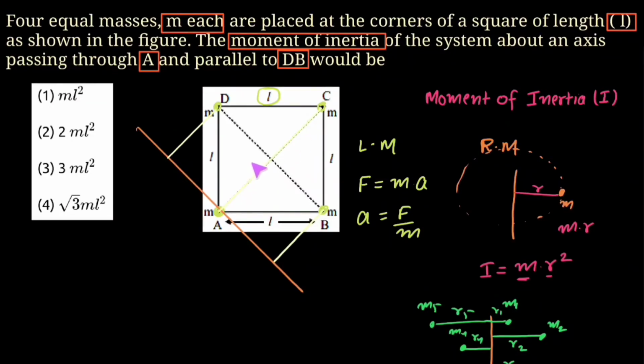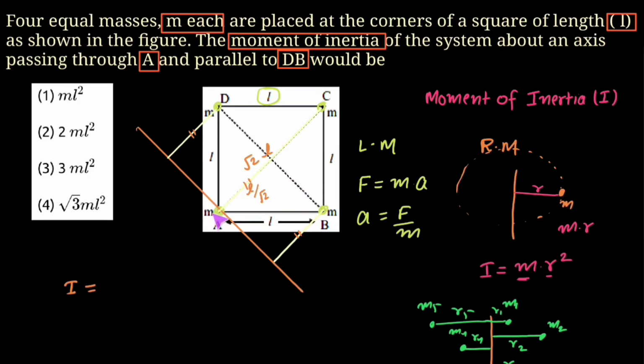So its diagonal would be root 2 times L, because this is the whole diagonal. Half of the diagonal would be L upon root 2. So this is half of the diagonal, and this half would be equal to this, and this would be equal to this side.